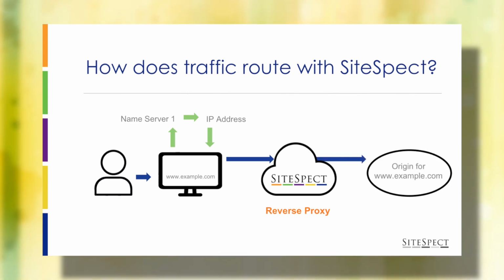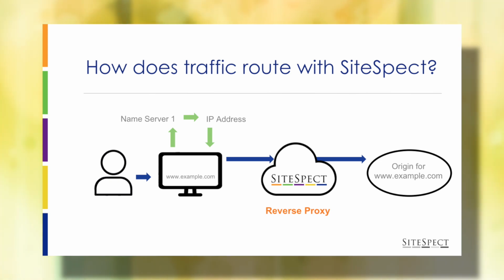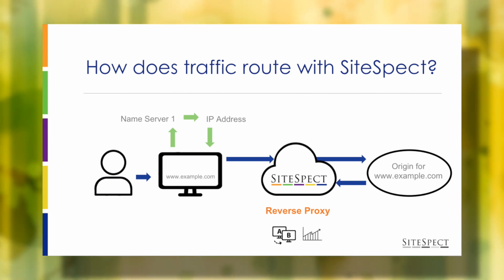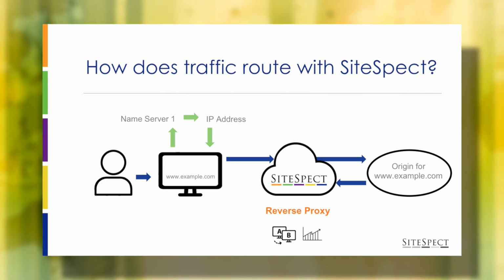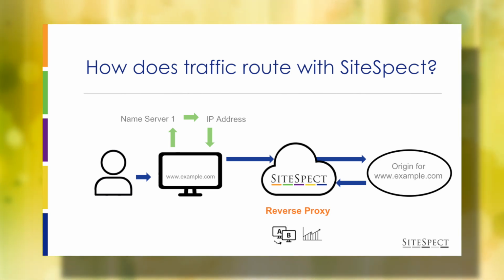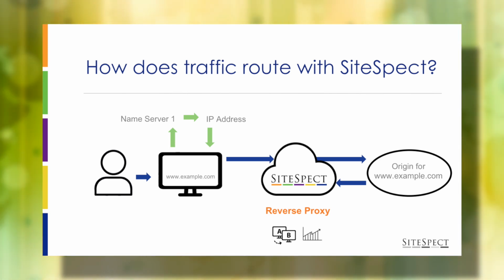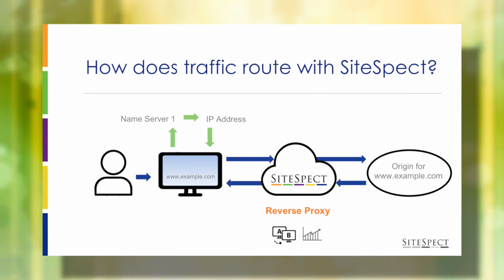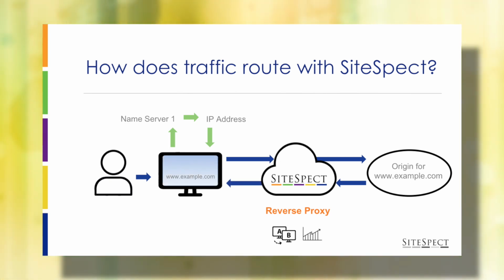Requests are made through the cloud. The cloud issues a new request on behalf of the user to the origin. The origin then responds with content and sends that response to SiteSpect. It is at this point that SiteSpect modifies the content and takes measurements, all based on rules designed by you, the SiteSpect business user. This modified content is then returned to the end user's system.